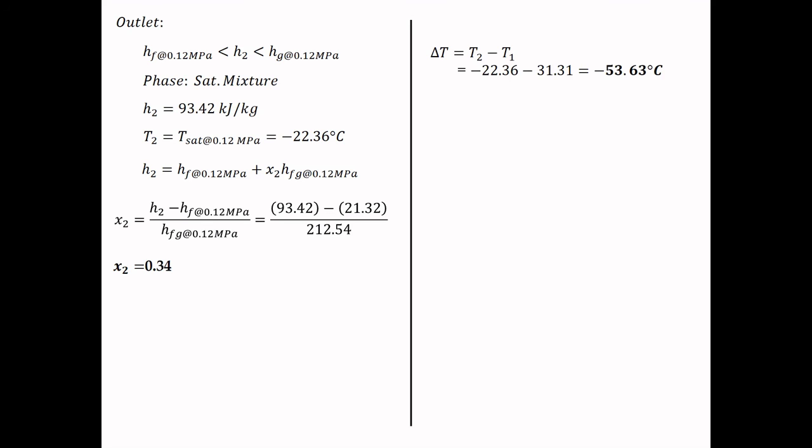Okay, so in terms of temperature drop, we already have the values of T2 and T1. We just subtract T2 minus T1. So the temperature drop during the throttling process will be negative 53.63 degrees Celsius.